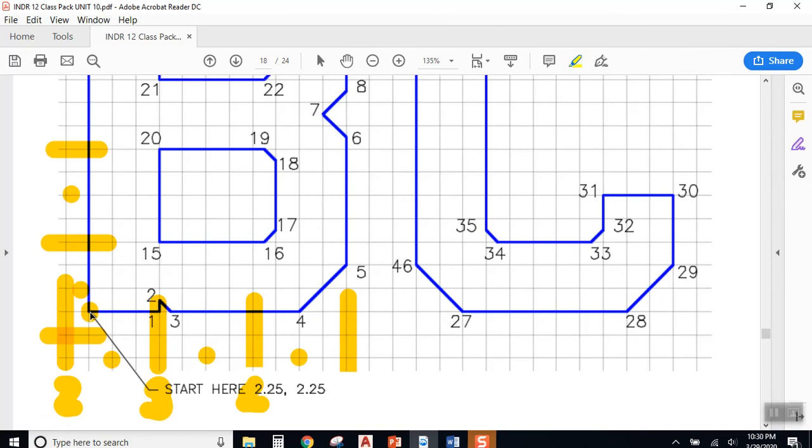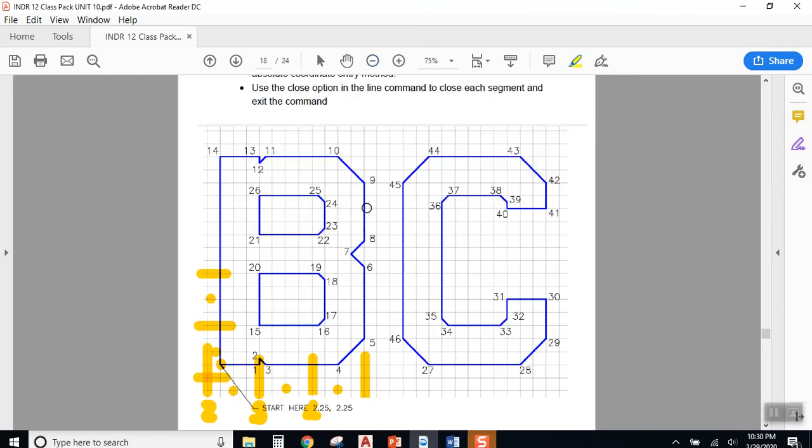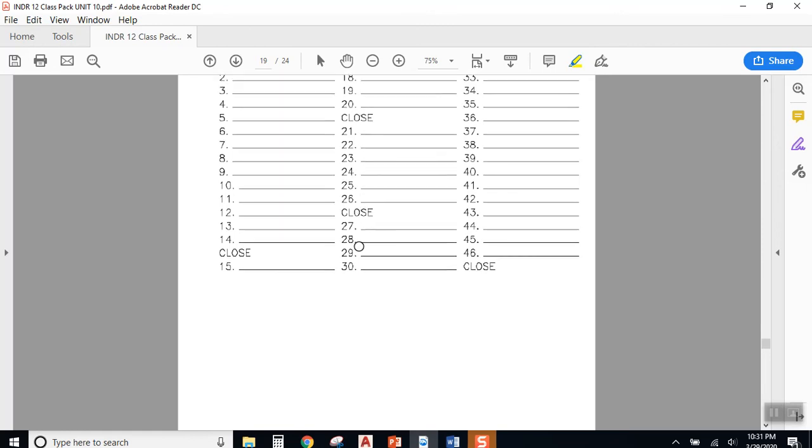Remember, if this is 2.25 and you have 1/4 inch squares, then you need to work backwards to find 2 and then proceed with your whole numbers in both directions. Alright, so this is part 1. And when this is all drawn, we're going to move to the part 2 of the drawing. Here's part 2.